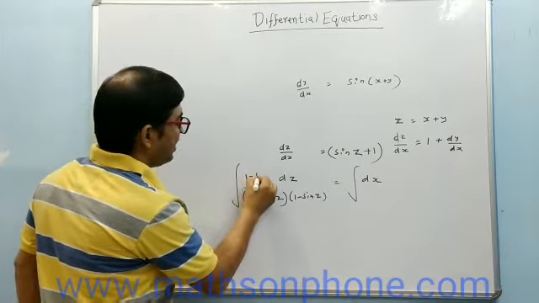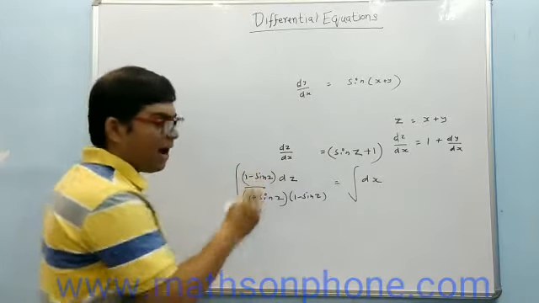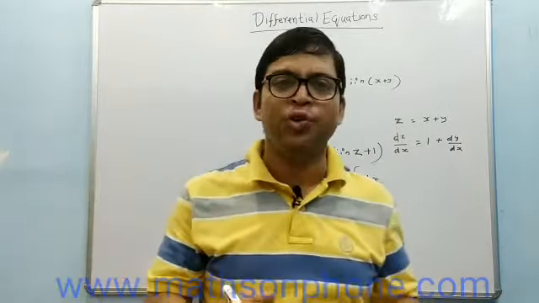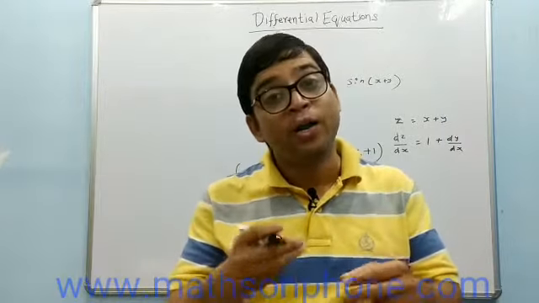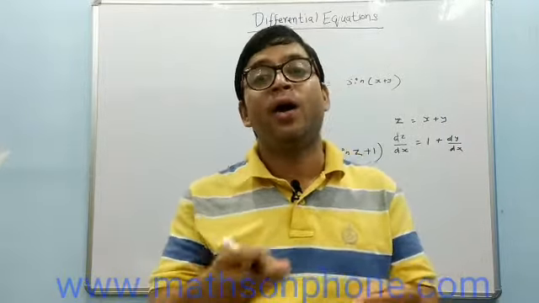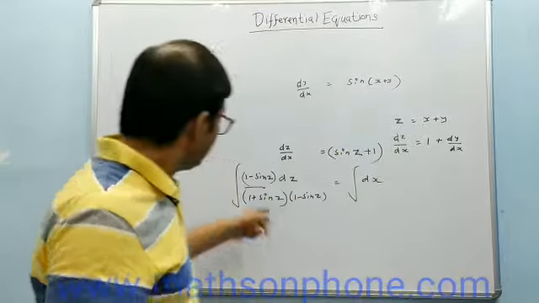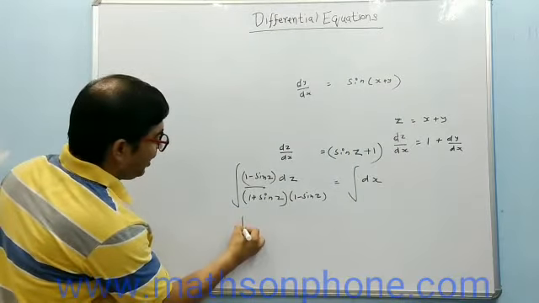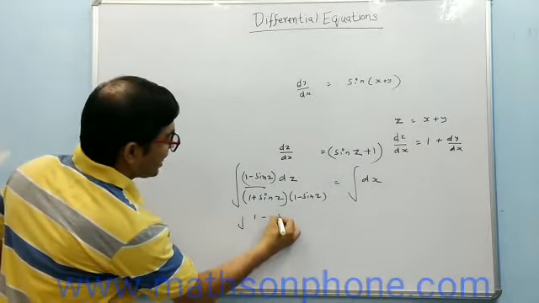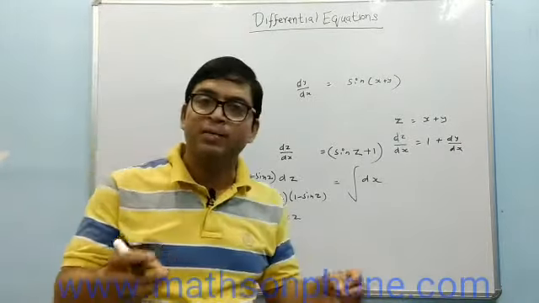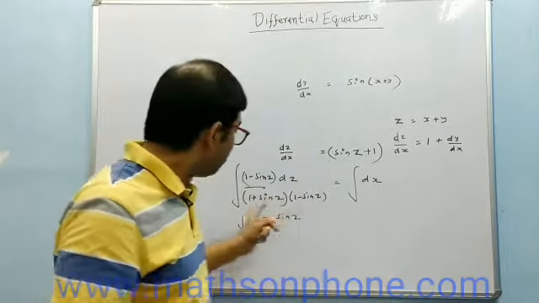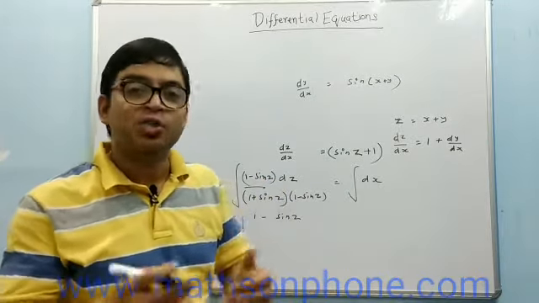1 minus sine z. All the time I recommend, as I have told you in the course of integration, get rid of the denominator. Take care of the denominator. So it is coming out to be 1 minus sine z divided by a plus b into a minus b, which is a square minus b square. So 1 minus sine square z, that is cos square z.